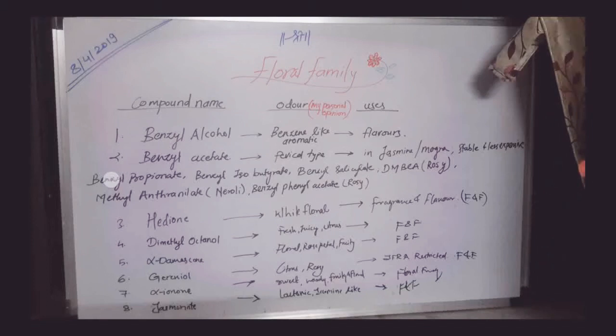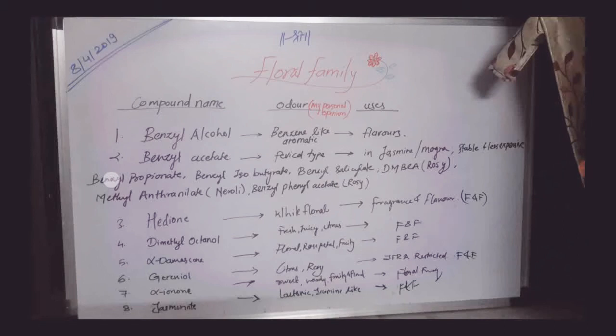And last is the jasmonate. The name suggests that it will give you a smell like a jasmine flower. It's a kind of lactonic, and we can use it in flavors and also in fine fragrances.